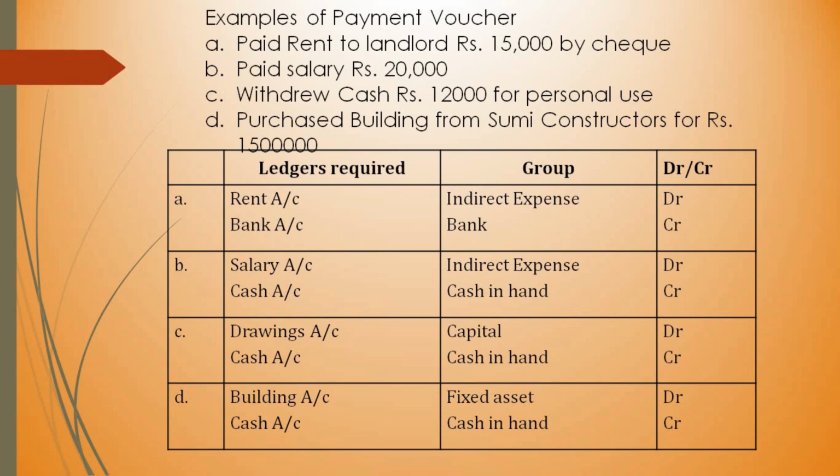What is that? The first statement, paid rent to landlord. What are you paying? Rent. So the first account is rent account. How are you paying? It is by check, so the other account will be bank account. Let's see about rent account. Rent account is a nominal account and it comes under the group called indirect expenses. We know all expenses come on the debit side, and bank is a giver here, so you're putting it on the credit side.